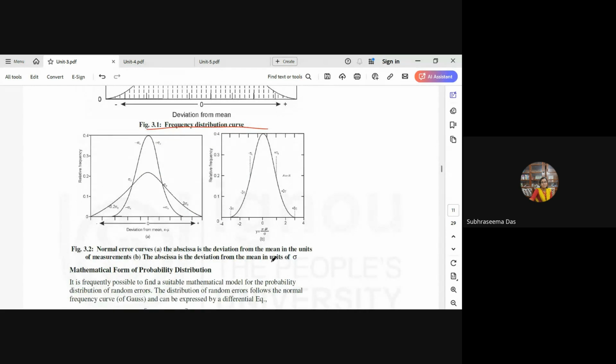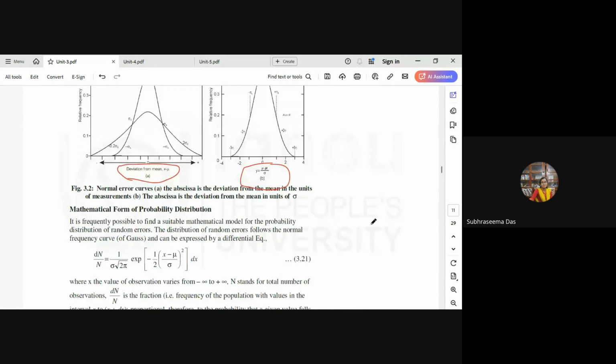Figure 3.2 shows the normal error curves. In figure 3.2a, the deviation from the mean is plotted on the x-axis, whereas in the normal error curve in figure 3.2b, the axis indicates the deviation in terms of mu. So this way we can say the frequency distribution curve can be rationalized in two ways, either in terms of sigma or in terms of mu.